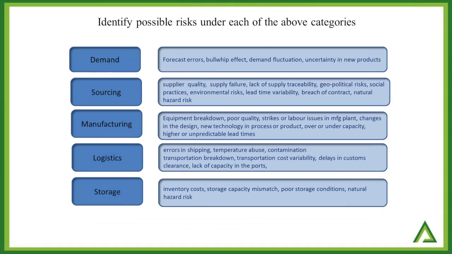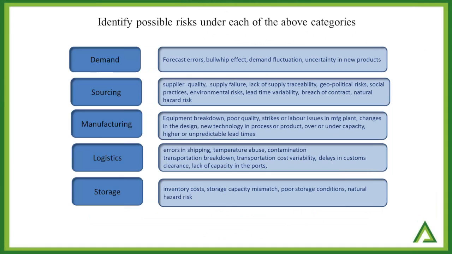There are a lot of risks related to sourcing, maybe supplier quality, the supplier not being able to deliver on time, a complete supply failure, something happening in the supplier processes, or a lack of traceability, some lack of ethical or social practices, some environmental risk, lead time variability, a breach of contract, and so on. So these are just representative. Each company obviously has to do this on their own.